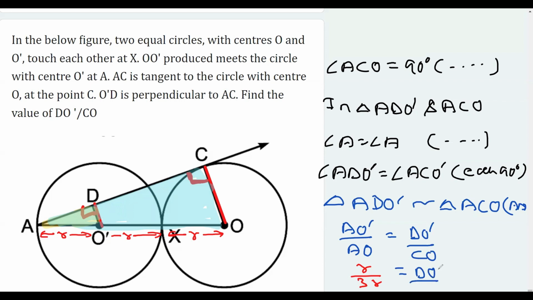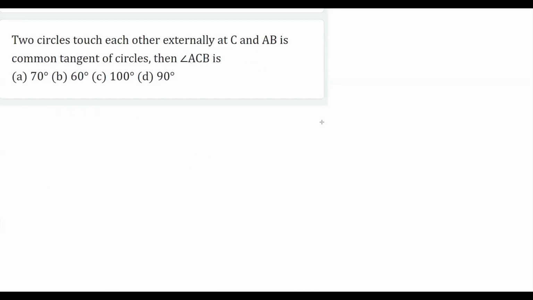DO dash over CO. This is DO dash, DO dash over CO. Now, if I cancel these, I'll get what? 1 over 3. So the required ratio is what? 1 over 3. As you can see, this is what they asked for, DO dash over CO, and we got this. You may write this as 1:3. So this is how we can do this question.